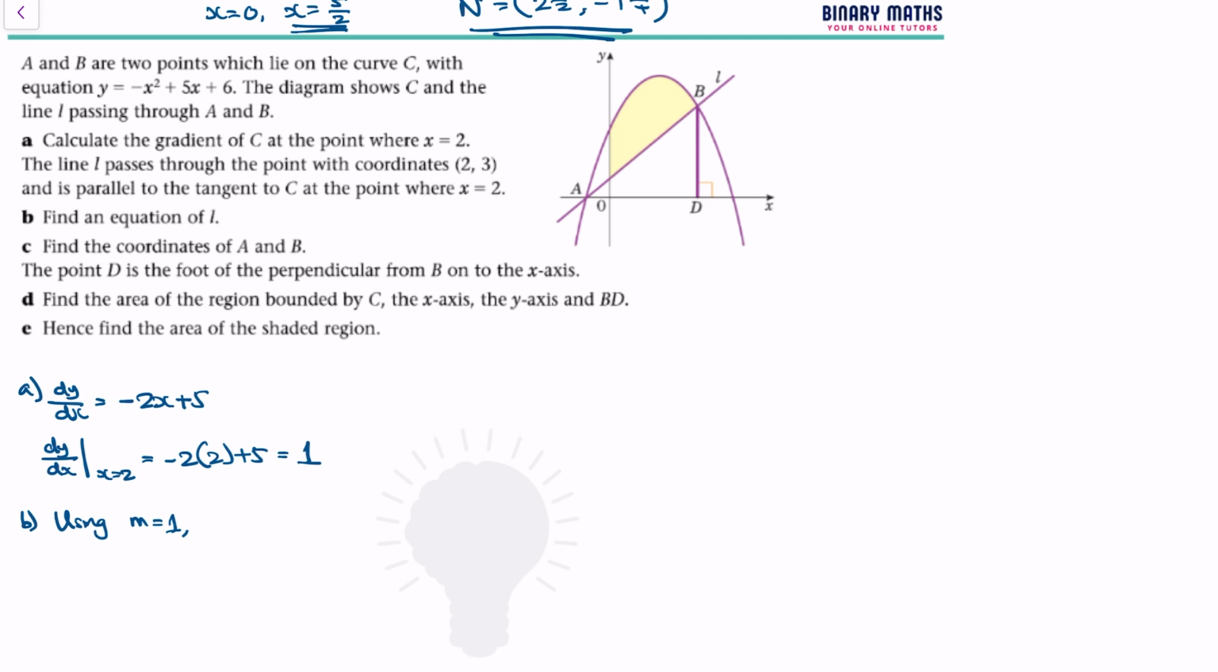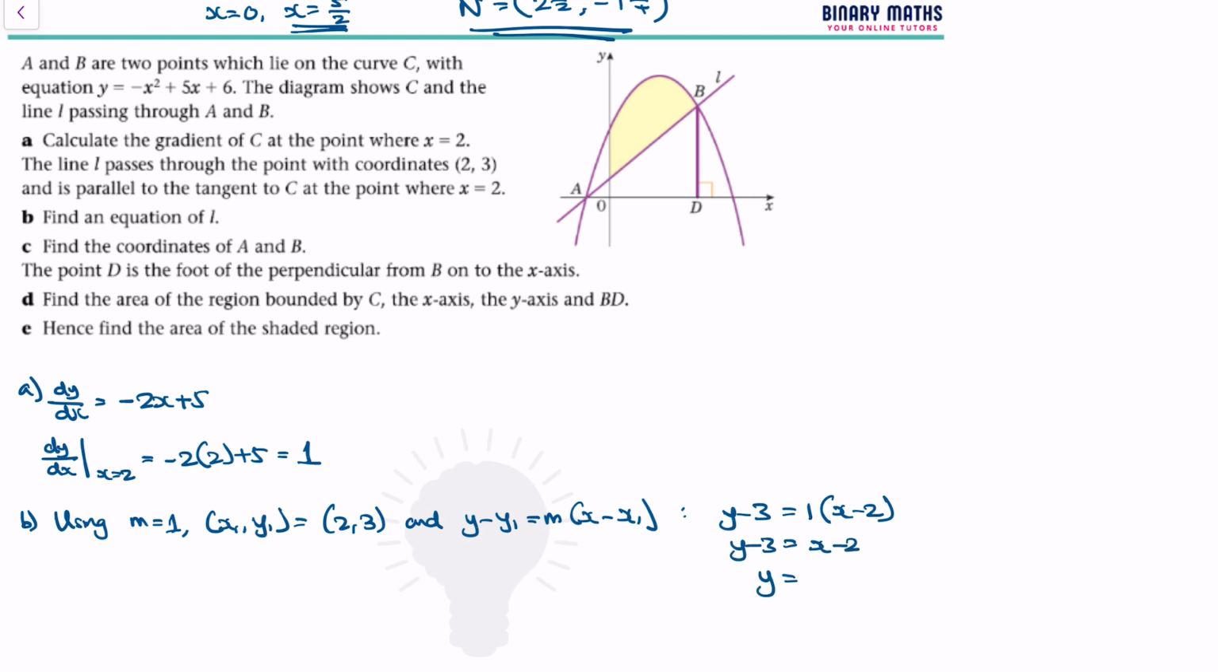And we know that the coordinate that it goes through is 2, 3. x1, y1 is 2, 3. And y minus y1 is equal to m times x minus x1. What we end up getting is y minus 3 is equal to 1 times x minus 2, which means y minus 3 is equal to x minus 2, which means y is equal to x plus 1. So this is the equation, y is equal to x plus 1. This one is y is equal to negative x squared plus 5x plus 6.